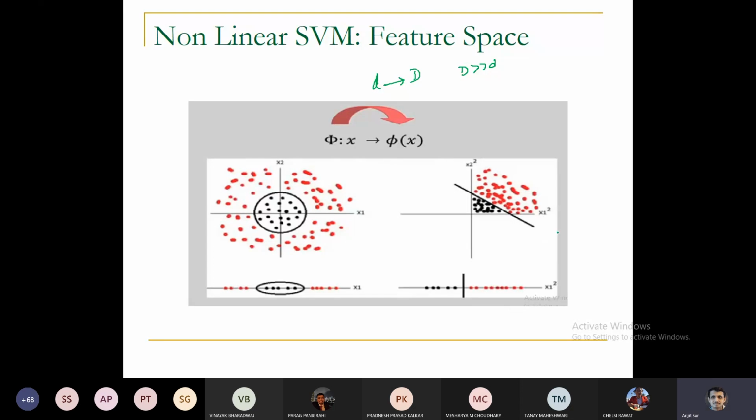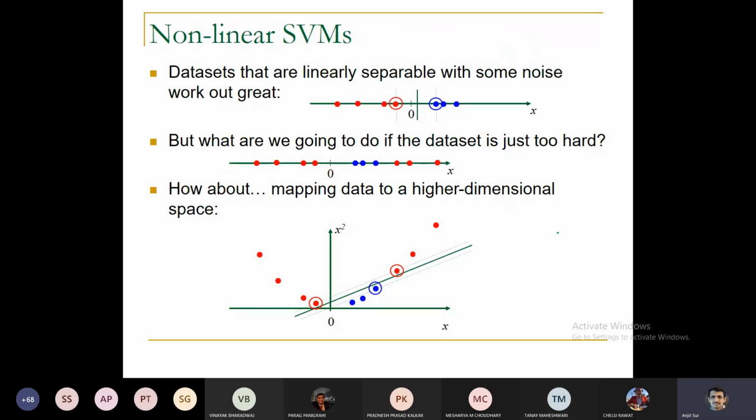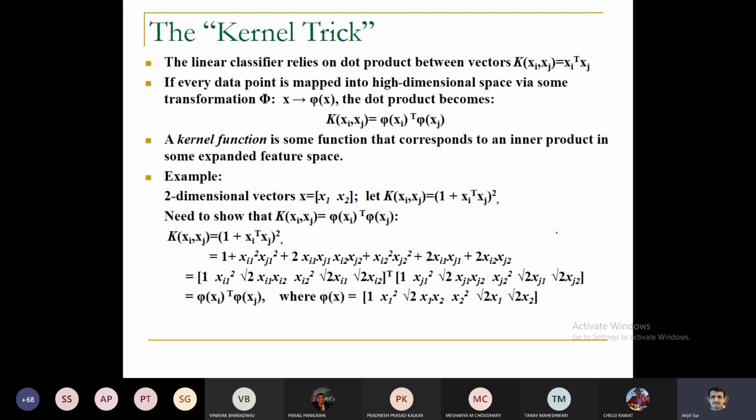Now what we are going to do is use some sort of function. It is called a kernel function. What is a kernel function? A kernel function is a kind of function such that the linear classifier relies on the dot product between vectors. So, let's say k is a kernel function, k of xi, xj is basically xi transpose xj.